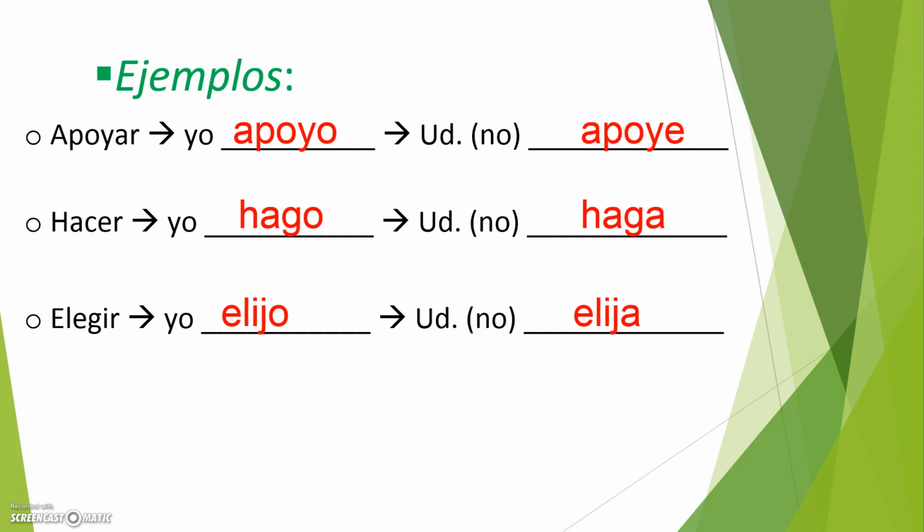Entonces hay ejemplos aquí. Apoyar, yo apoyo. Quita la O, and it becomes usted apoye. So support, or no apoye, don't support. Hacer es irregular, es un verbo de go. Entonces hago becomes haga. Elegir es irregular también. The A turns into an E, and then the G goes to a J, so you have elijo becomes elija.